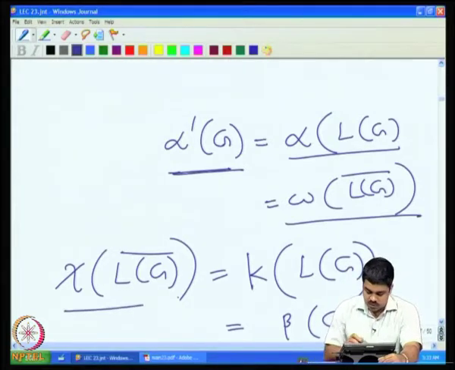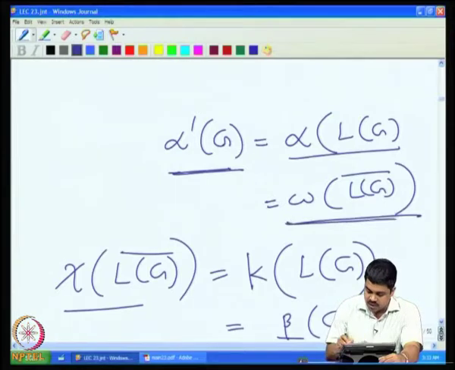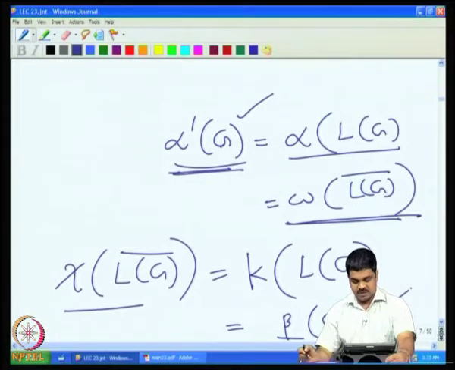So, this one is going to be beta of G, and this one alpha, this omega is going to be alpha dash of G. We know that alpha dash of G and beta dash of G are equal again by Koenig's theorem.